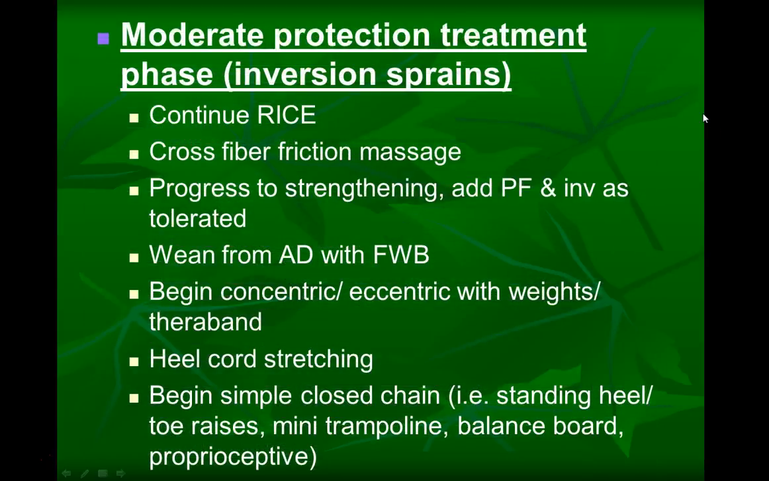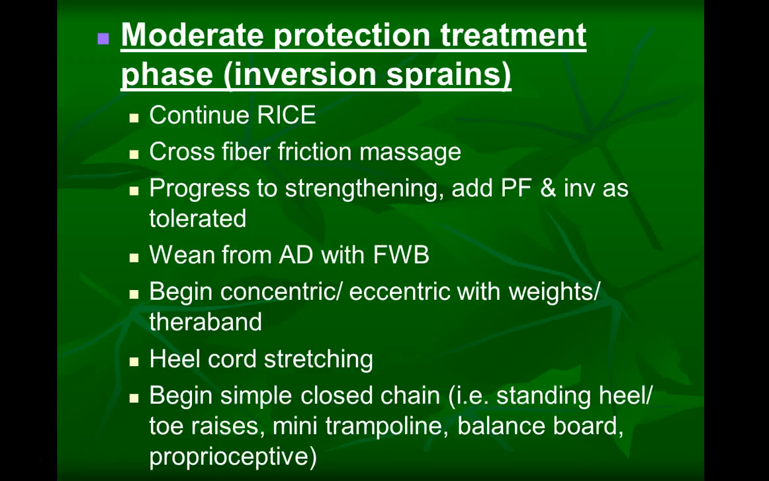Moderate protection phase. So now our swelling is down, our pain is down. We're still going to be continuing with rest, ice, compression, and elevation. We might be able to progress to some cross fiber friction massage, keeping in mind that if there's still quite a bit of swelling, we probably would not want to do that as our treatment of choice. The skin would be too fragile still with all of that extra pressure from the fluid. But once that's down, friction massage is a great treatment for someone with a ligament sprain. We're going to progress to strengthening.